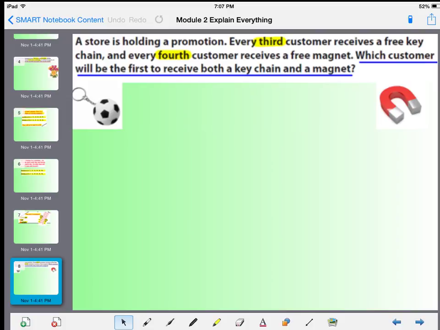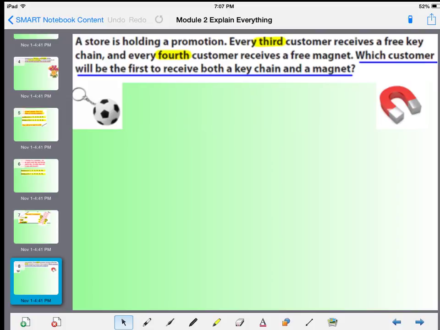Now let's take a look at another real-world example with LCM. In this example, we have a store and they're holding a promotion. Every third customer that comes in is going to receive a free keychain. And every fourth customer is going to receive a free magnet. So we have 2 groups of customers receiving free items. If you're every third customer, you're going to receive a free keychain. And if you're every fourth customer, you're going to receive a free magnet.